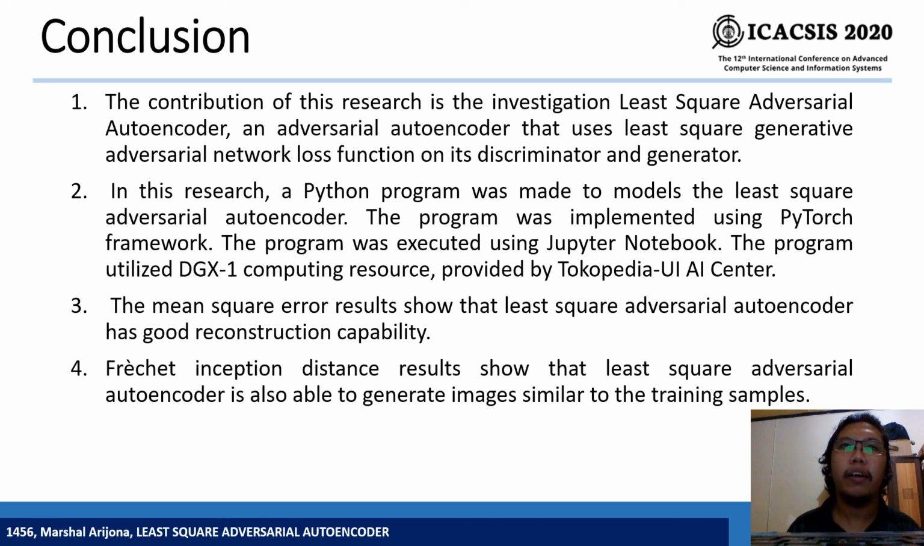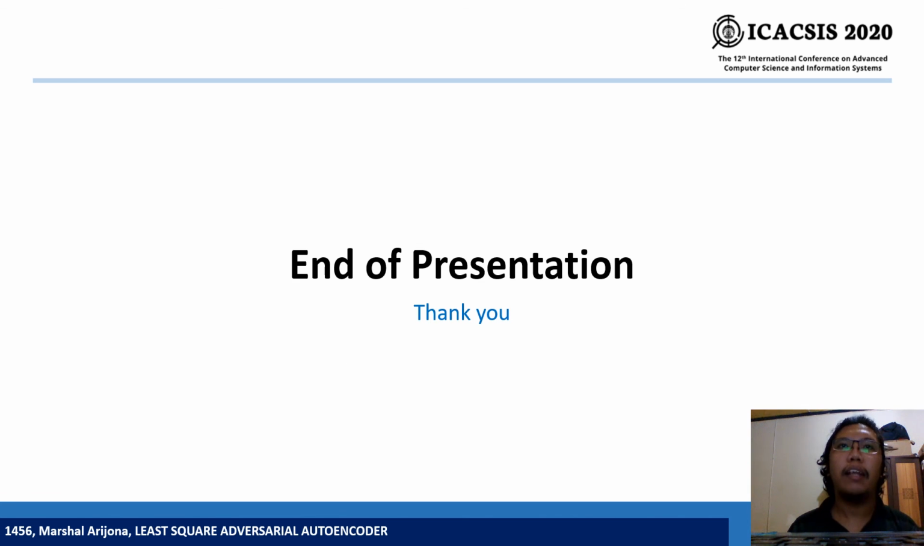The mean square error results show that the least square adversarial autoencoder has good reconstruction capability. Fréchet inception distance results show that the least square adversarial autoencoder is also able to generate images similar to the training samples. So this is the end of my presentation.